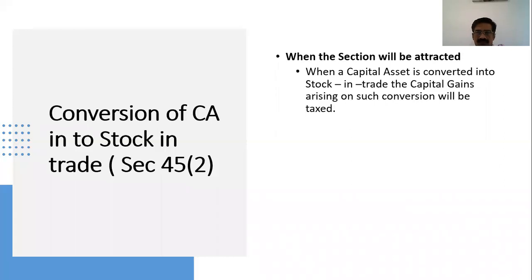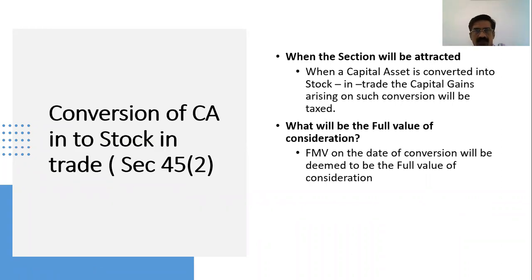So we have to understand why the section is introduced and what would be the reason for the same. First, if you take the case of 45 subsection 2, the section will be attracted when a capital asset is converted into stock in trade and the capital gains arise on such conversion. If you recall, in the definition of transfer, 2(47) clause (iv), conversion of capital asset into stock in trade is not a transfer. The amendment was introduced in assessment year 85-86, for which we gave one reason.